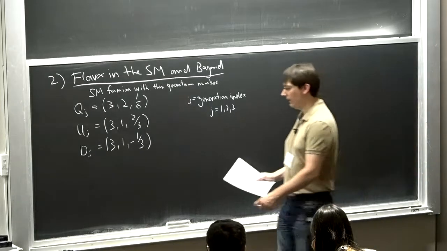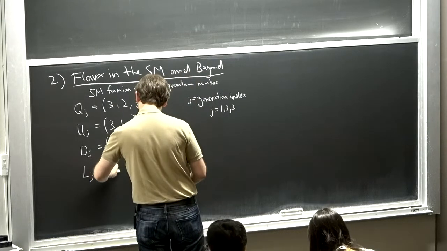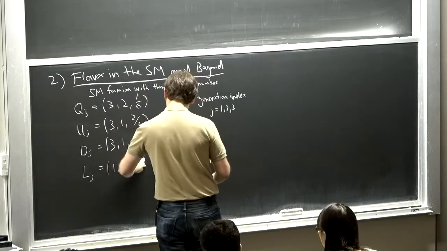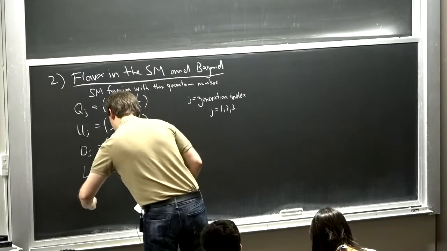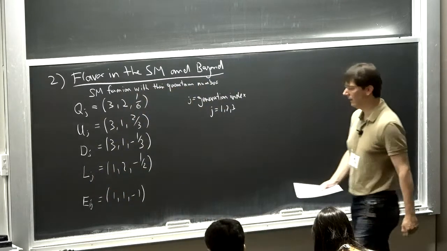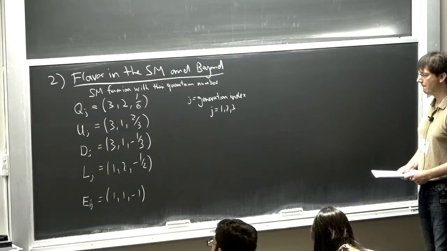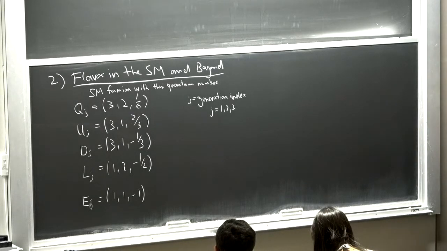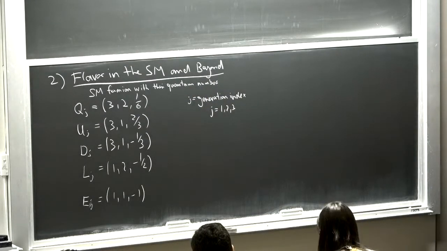Then we have the left-handed lepton doublets, which contain the left-handed charged leptons and the neutrinos. 1, 2, minus 1/2. And finally, the right-handed charged leptons, 1, 1, and minus 1. And in the context of the standard model, when you write down the Lagrangian, we will have kinetic terms for all of those fermion fields.